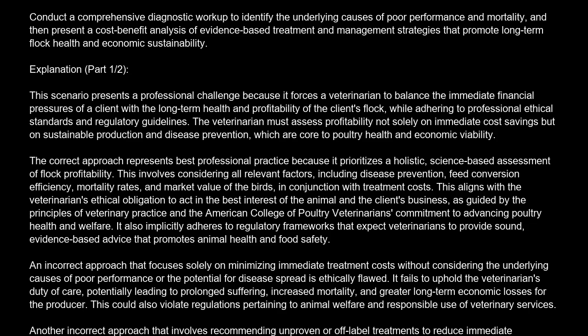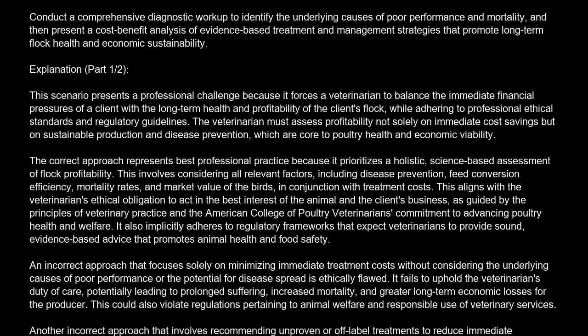The correct answer is A. Conduct a comprehensive diagnostic workup to identify the underlying causes of poor performance and mortality, and then present a cost-benefit analysis of evidence-based treatment and management strategies that promote long-term flock health and economic sustainability.